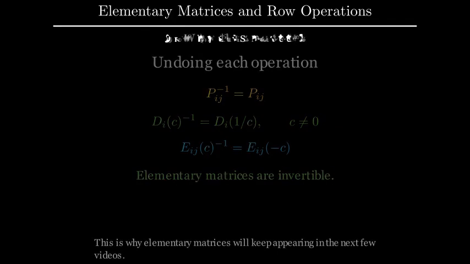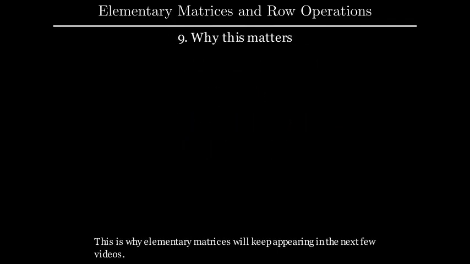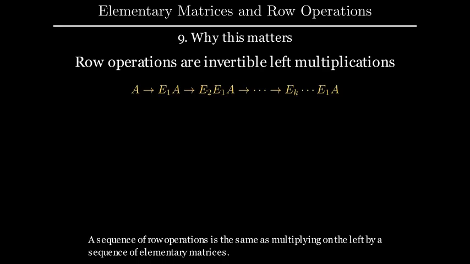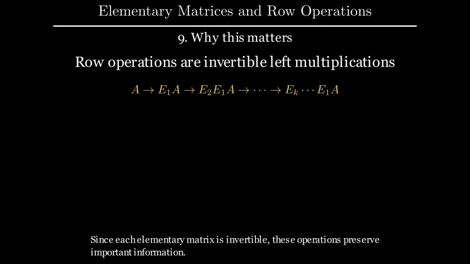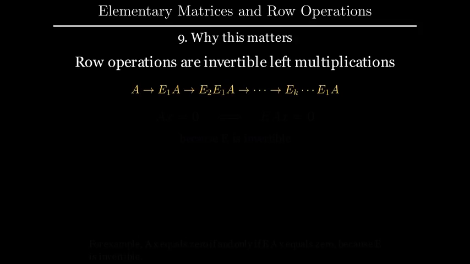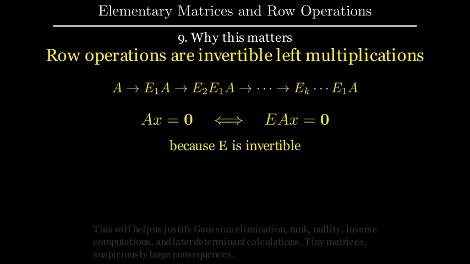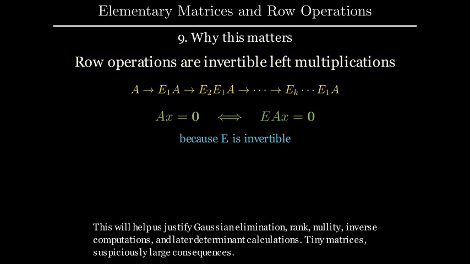This is why elementary matrices will keep appearing in the next few videos. A sequence of row operations is the same as multiplying on the left by a sequence of elementary matrices. Since each elementary matrix is invertible, these operations preserve important information. For example, AX = 0 if and only if EAX = 0, because E is invertible. This will help us justify Gaussian elimination, rank, nullity, inverse computations, and later determinant calculations. Tiny matrices, suspiciously large consequences.